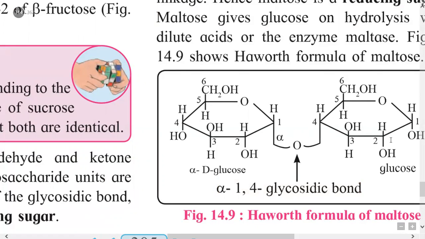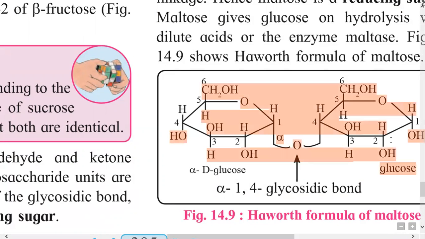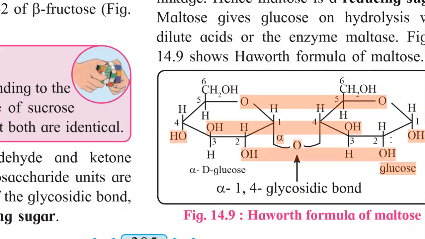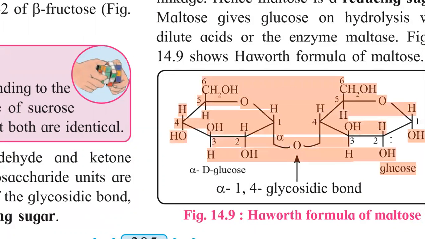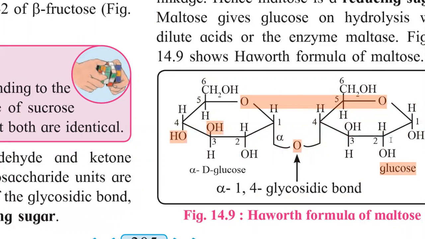We know how to draw structure of glucose. We know glucose contains this O, then first carbon H and OH group, second carbon HOH, third carbon OH above and hydrogen below, fourth carbon HOH, fifth carbon hydrogen below, and sixth carbon is bonded above, that is CH2OH.